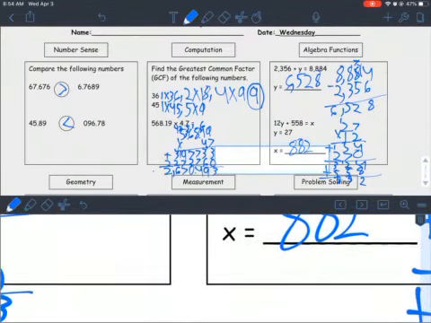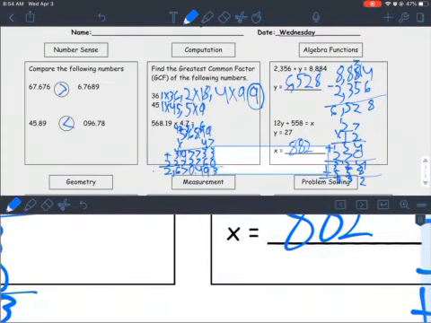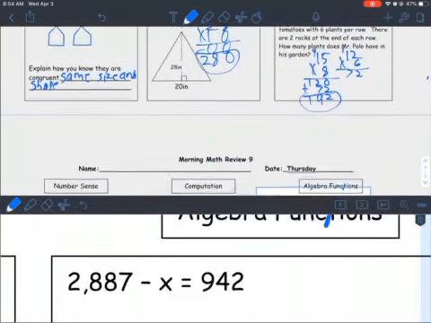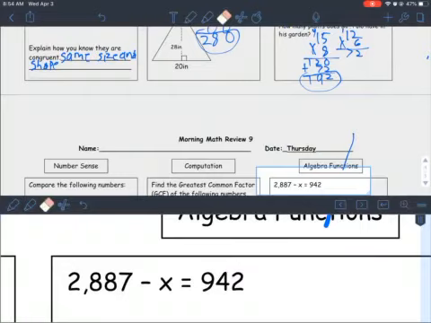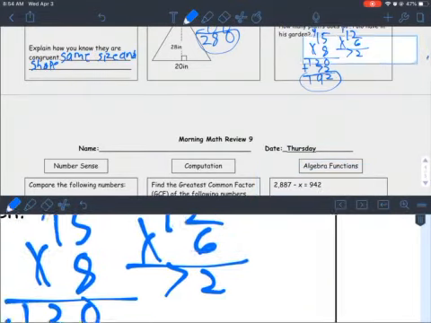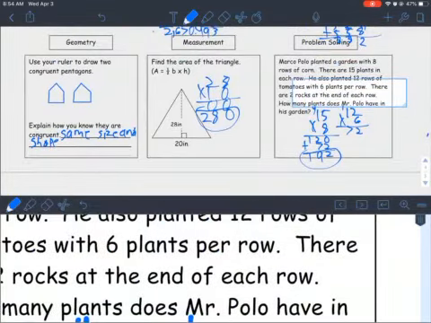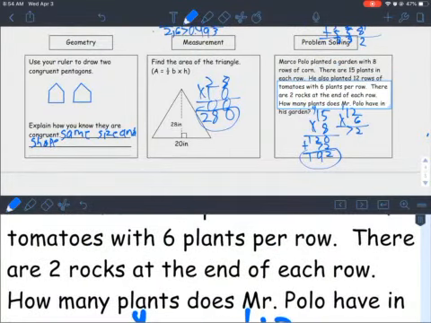Mr. Rule, what number? I want to try 10. You want to try 10? That's all right. Let's go. Marco Polo planted a garden with 8 rows of corn. There are 15 plants in each row. He also planted 12 rows of tomatoes with 6 plants per row. There are 2 rocks at the end of each row. How many plants does Mr. Polo have in his garden?